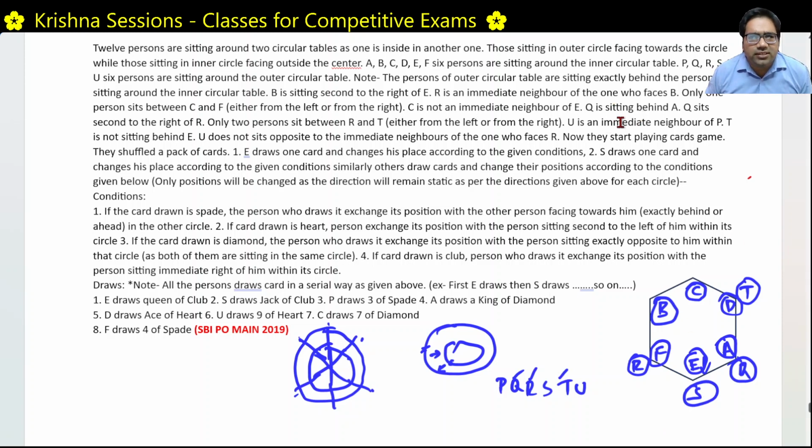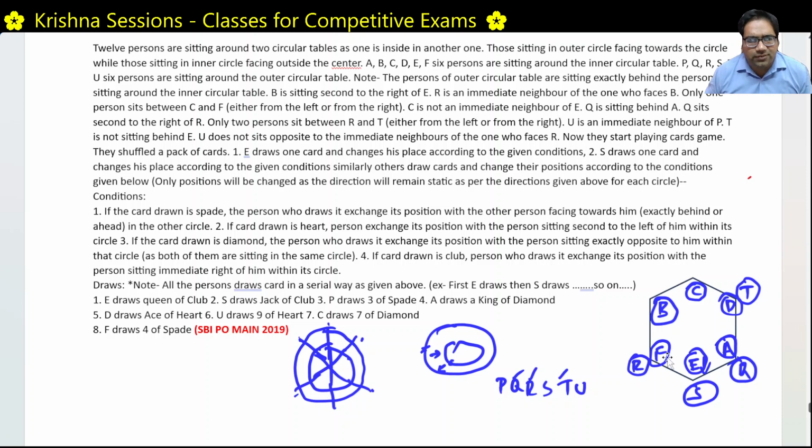Now U is an immediate neighbor of P. T is not sitting with U. U does not sit opposite to the immediate neighbors of the one who faces R. The one who faces R is this one. His neighbors are this and this. This is anyway taken.